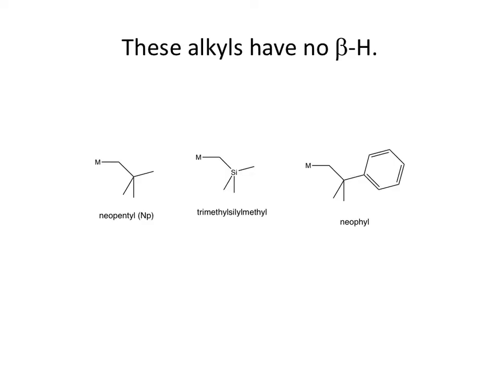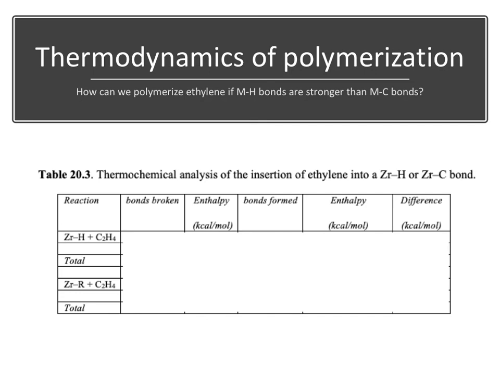These three alkyls have no beta hydrogens. They are very common ligands in organometallic chemistry: neopentyl, trimethylsilylmethyl, neophyl, and benzyl on the previous slide. These alkyls which don't have beta hydrogens are quite stable, and they allow you to make metal alkyls and study their properties quite easily.